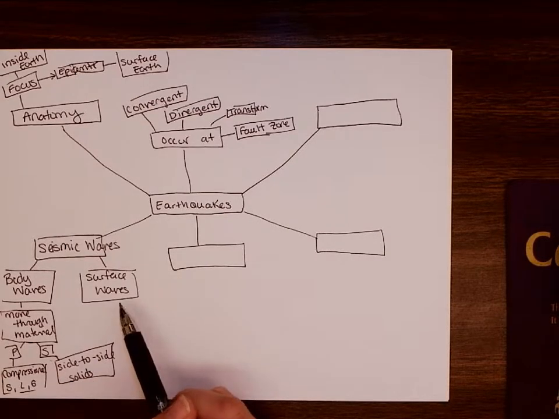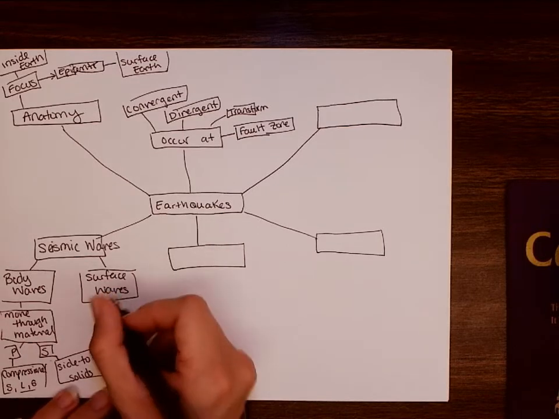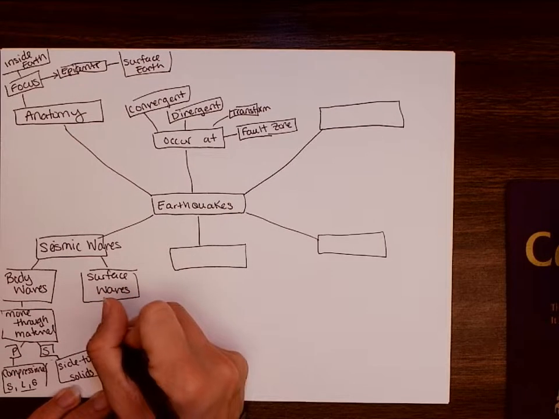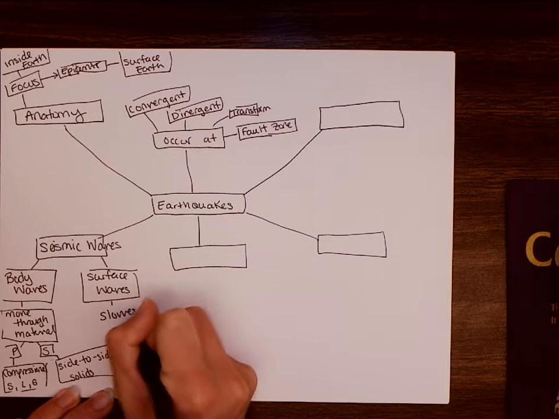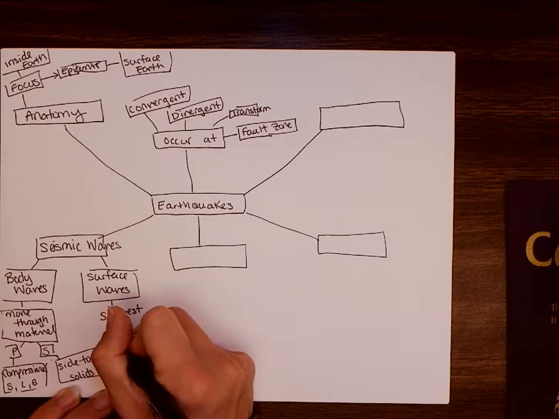We also have two types of surface waves that we talked about, and these are going to be the slowest type of waves, but they cause the most damage.